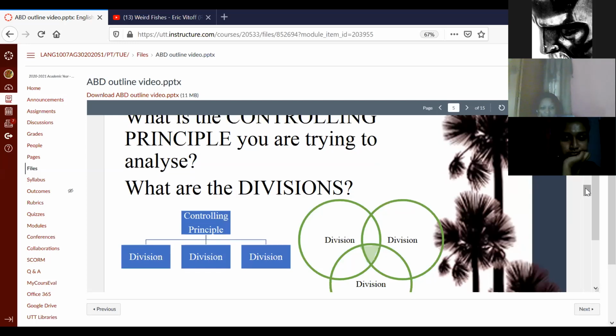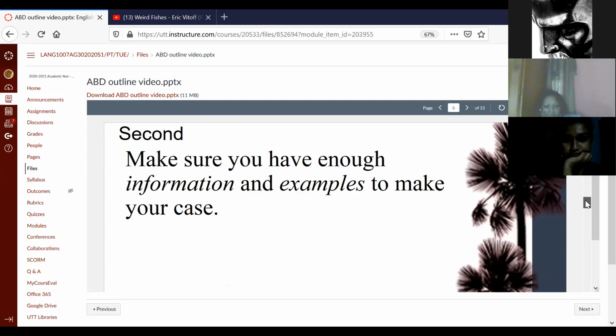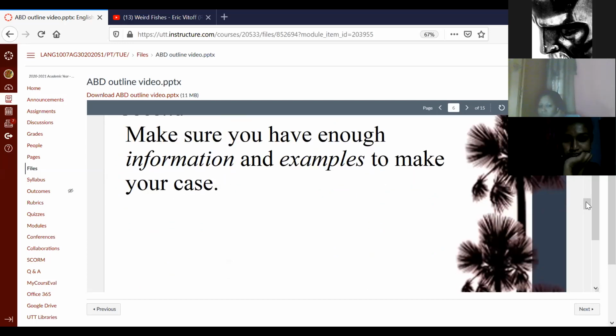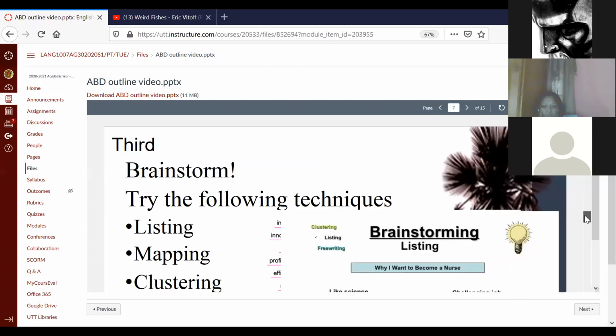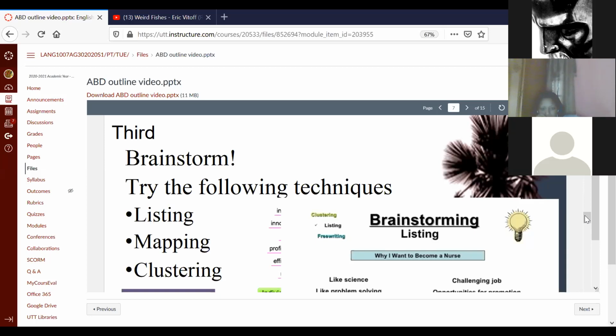So you must decide, and you could use any charting you want. These are two handy models you can use to help you identify what the controlling principle is, and then from the controlling principle, break out what each division is. When you identify a controlling principle and divisions, make sure you have enough information, examples, and evidence to help flesh out your paper. If you can't find enough, you might have to go back to the drawing board, reassess and do it over. So all this is pre-writing. We haven't started writing an essay yet. But by the time you start writing the essay, it will be solid.